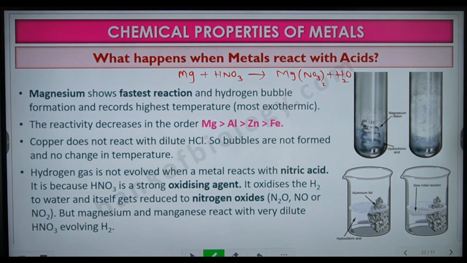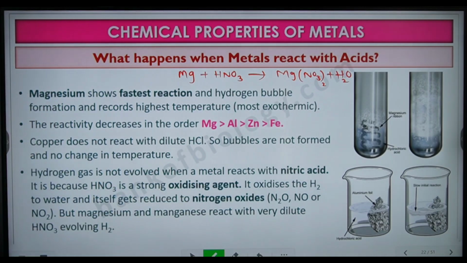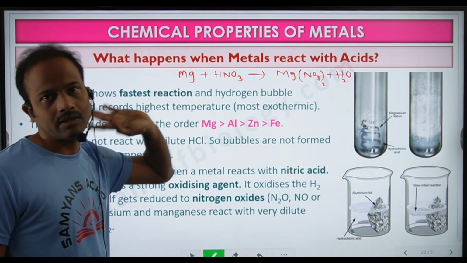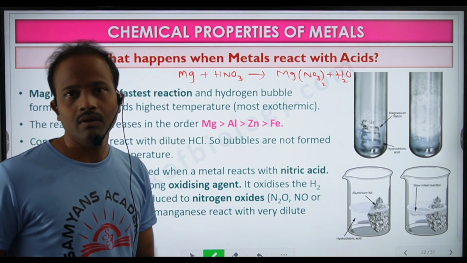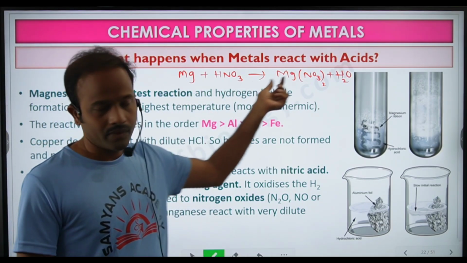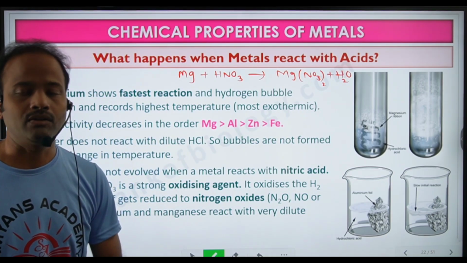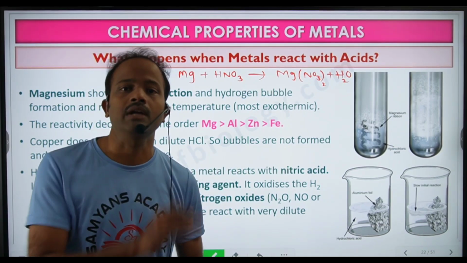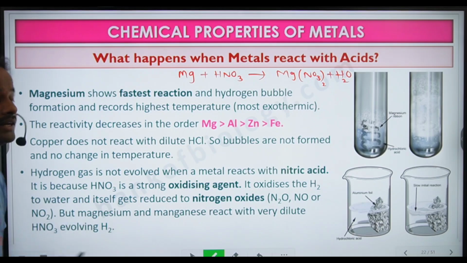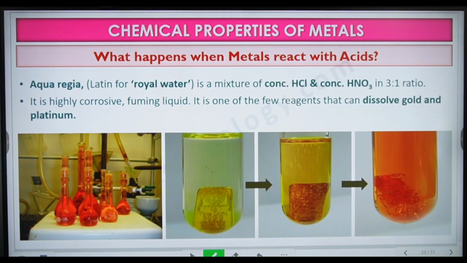It oxidizes the hydrogen to water and itself gets reduced to nitrogen oxides like N2O, NO or NO2. But magnesium and manganese react with very dilute HNO3, evolving hydrogen gas. Very dilute means you have to add more water into it. So when magnesium reacts with a very dilute acid, it also gives hydrogen gas. Magnesium or manganese, both metals can give hydrogen gas when reacted with very dilute nitric acid. Is it clear? Now move on to the next.